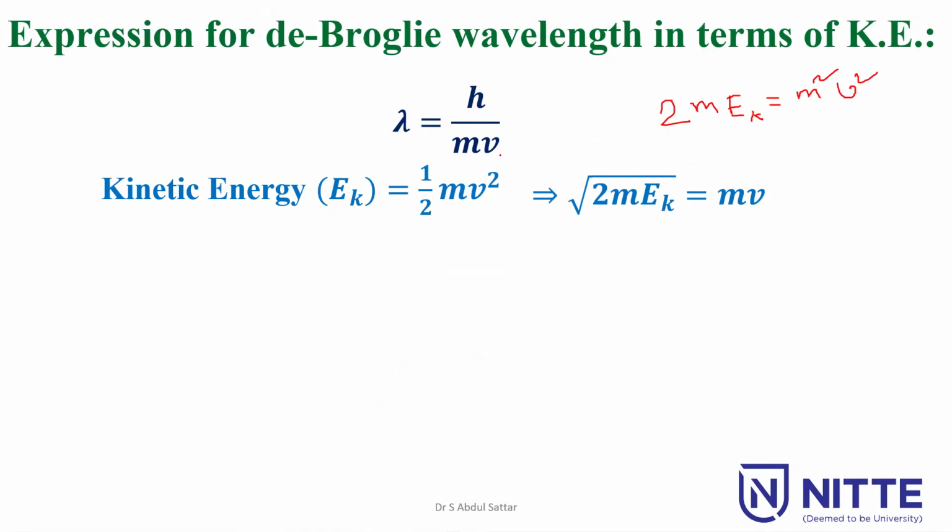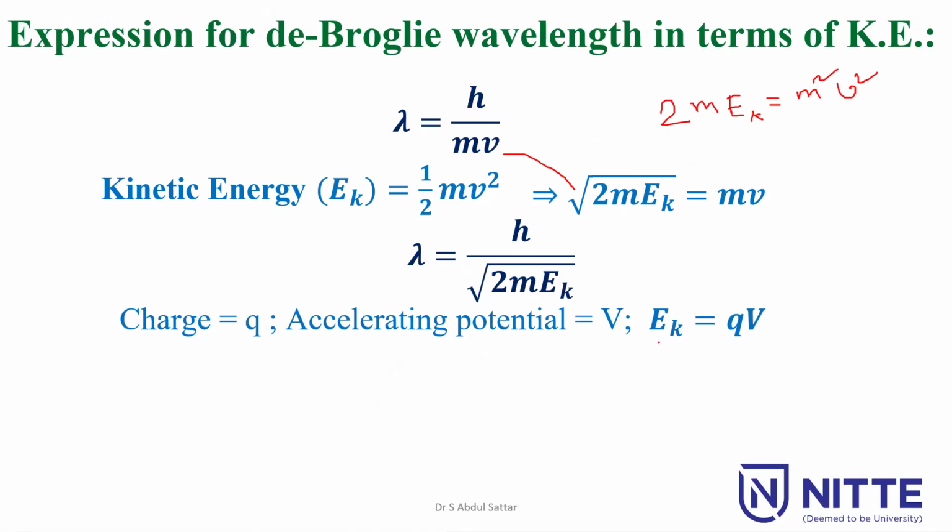Then we replace this mv with root 2m Ek. Then you get the expression for de Broglie wavelength in terms of kinetic energy of the particle: lambda equals h by root 2m Ek. If a charged particle of charge q is accelerated through a potential difference of V volts, what is its kinetic energy? The kinetic energy Ek equals q into V. Then the de Broglie wavelength of a charged particle accelerated through a potential difference of V volts, replacing Ek with qV, is lambda equals h by root 2m qV.